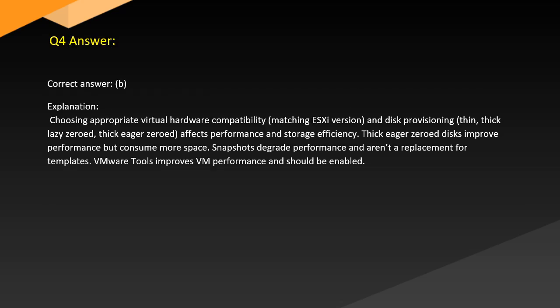Answer. Correct answer: B. Explanation. Choosing appropriate virtual hardware compatibility, matching the ESXi version, and disk provisioning, thick lazy zeroed or thick eager zeroed, affects performance and storage efficiency. Thick eager zeroed disks improve performance but consume more space. Snapshots degrade performance and aren't a replacement for templates. VMware Tools improve VM performance and should be enabled.